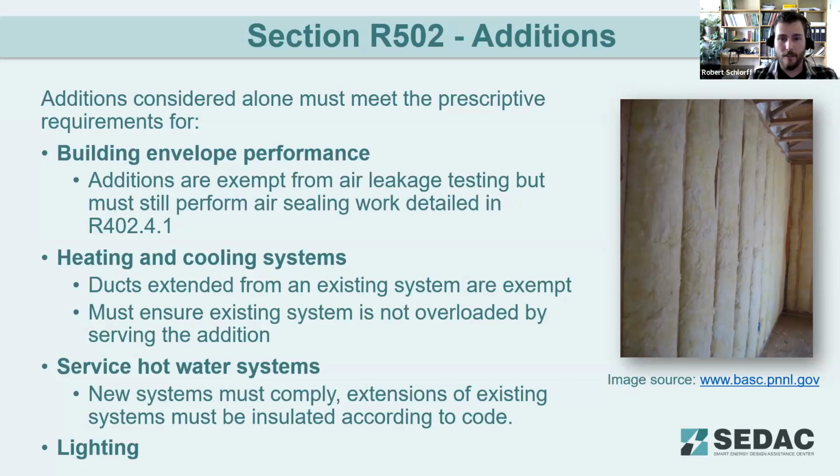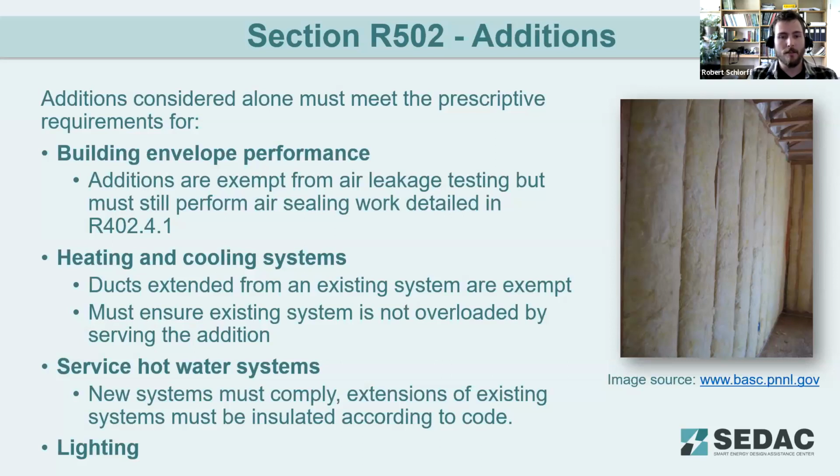So if we are extending ducts from an existing system into a new addition, we want to make sure that extension isn't overtaxing that existing system. We want to make sure that existing system still functions properly, even if we are extending it into an addition. In some ways that's going towards not making an unsafe condition or overloading existing building systems, right? We want to make sure that our addition is not doing that.